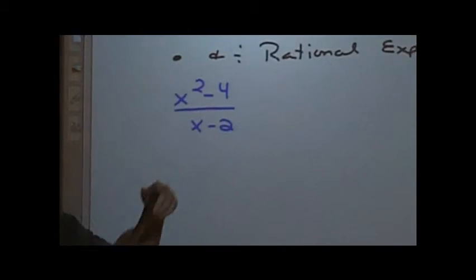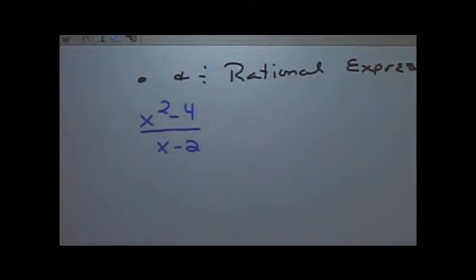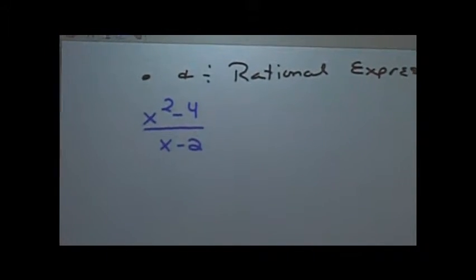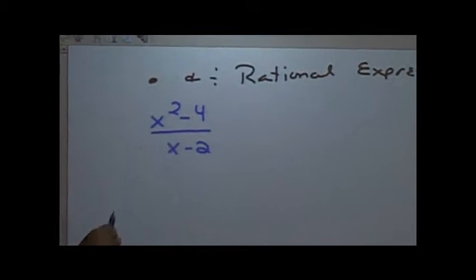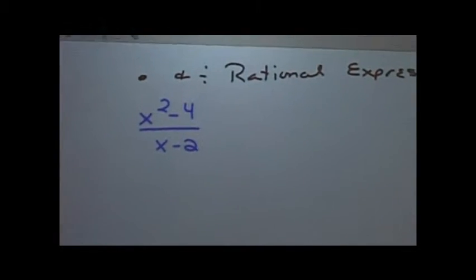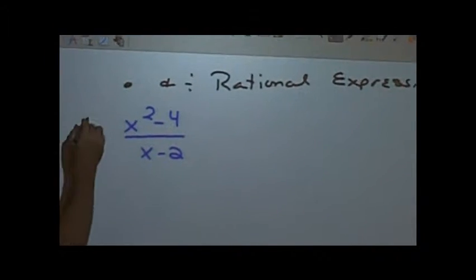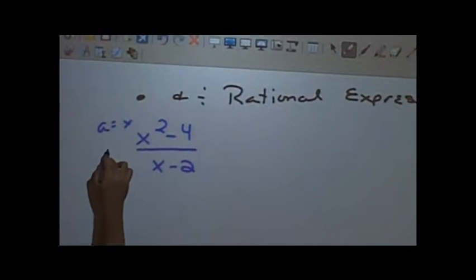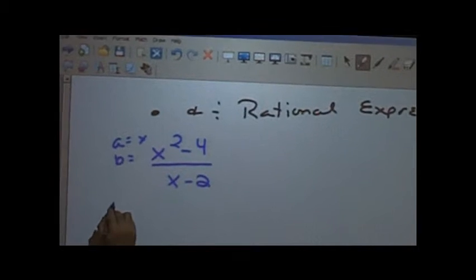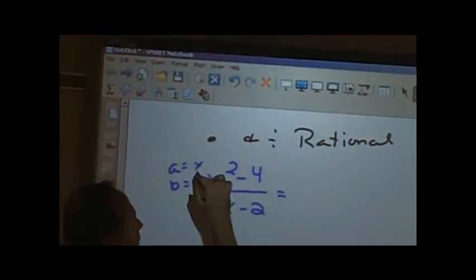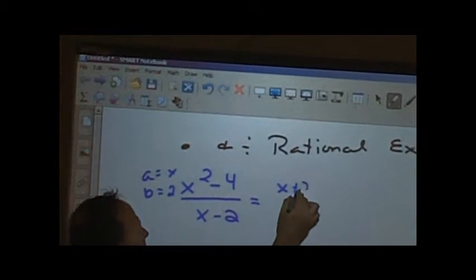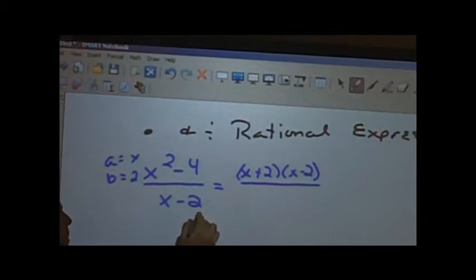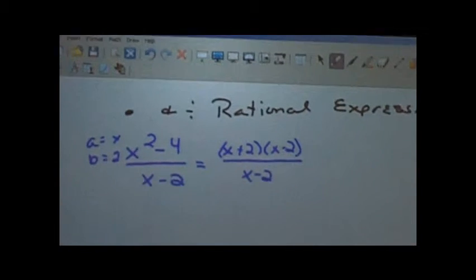Alright, so we look at my top numerator. Is that a special binomial? Yes, it is. What is it? Difference of two squares. We know that because each term we can take the square root of, and it has a subtraction sign. So my a value is equal to x. My b value is equal to 2. So therefore that gets broken down into x plus 2, x minus 2. My bottom is already broken down to the smallest form. Can't break that down anymore.